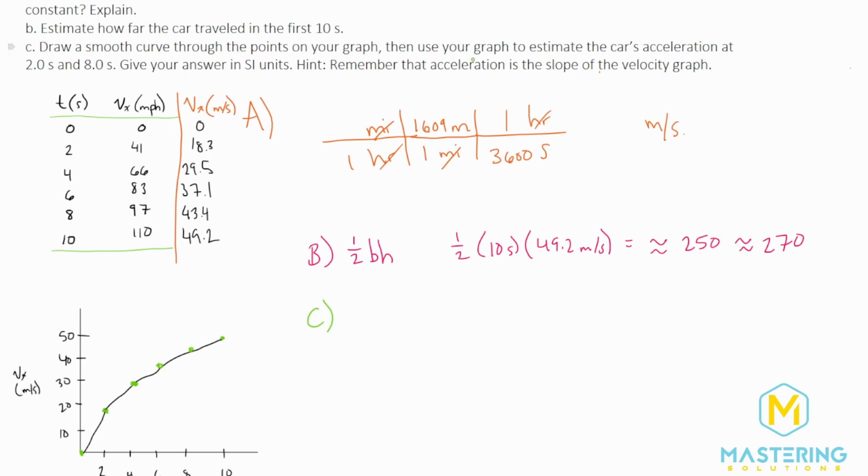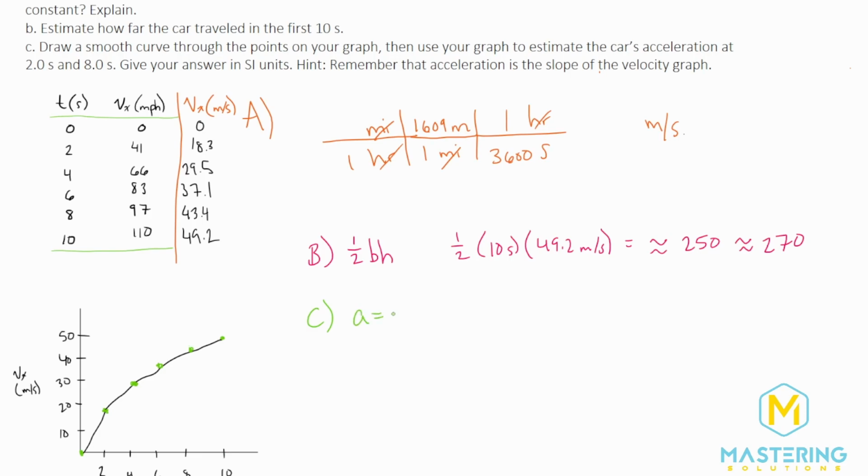Lastly, for part C, they tell us that if we draw a smooth curve through the points on your graph, use it to estimate the car's acceleration at 2 and 8 seconds and to put the units into SI units. So again, as they're talking about here, remember that acceleration is the slope of the velocity graph. So we need to estimate what the acceleration is at 2 seconds, so right here, and 8 seconds right here.